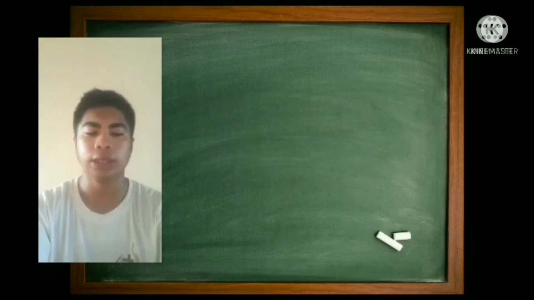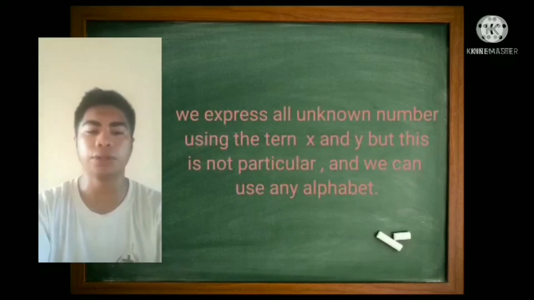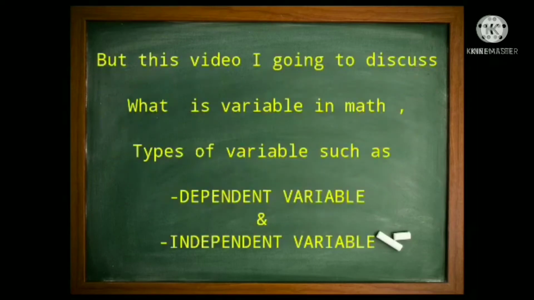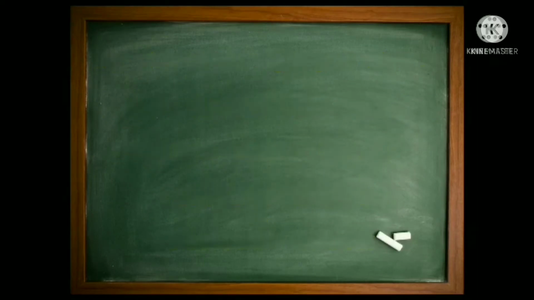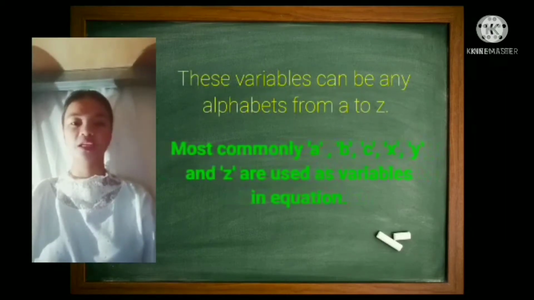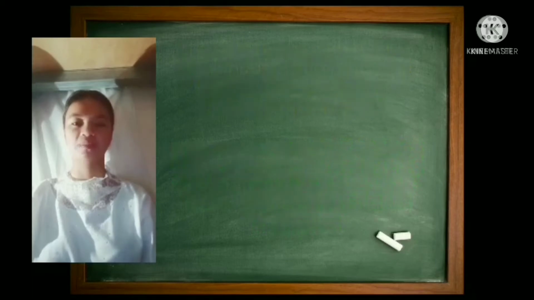Usually, in algebra, we express an unknown number using the terms x and y. But this is not particular. We can use any alphabet. These variables can be any alphabets from A to Z. Most commonly, A, B, C, X, Y, and Z are used as variables in equations.